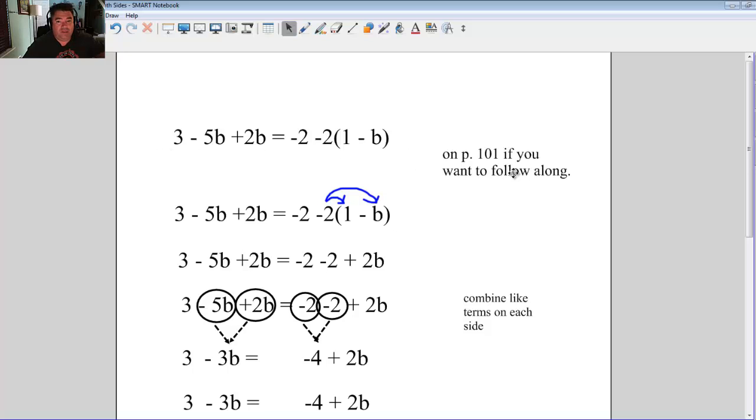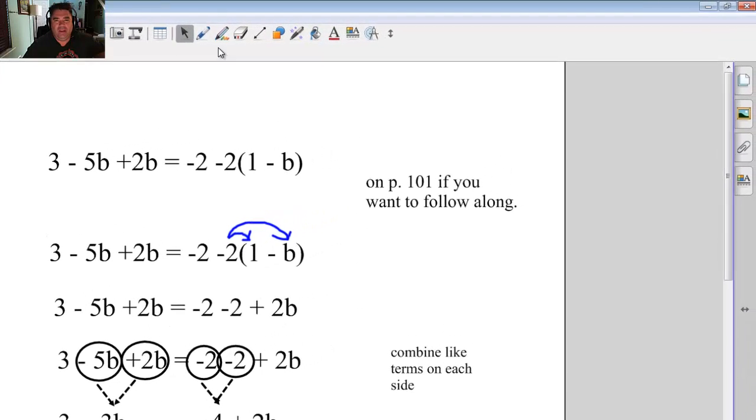Again, a little more complex. Page 101 can help you if you have the textbook open. This guy here, the first thing I'm going to do, I'm going to times negative 2 to 1 and negative 2 to b. Now be careful here.